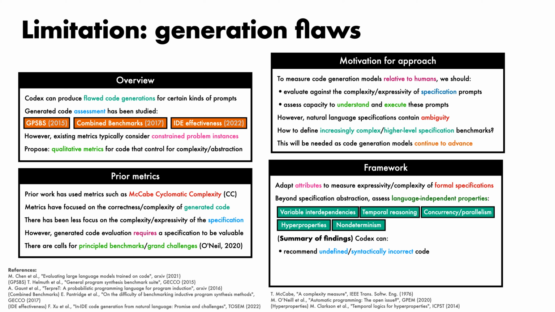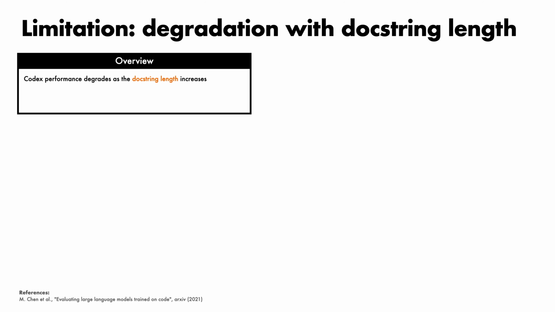It can also invoke functions and variables that are undefined or simply outside the scope of the codebase. Finally, it can struggle to parse increasingly long and higher level specifications. One notable limitation of Codex is that its performance degrades as the docstring length increases.